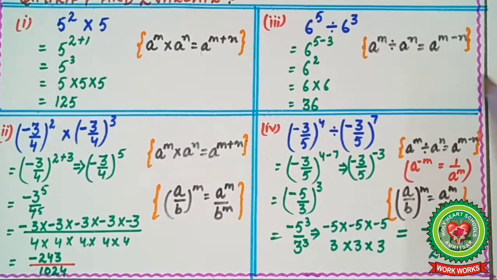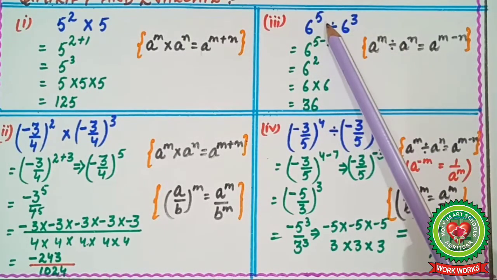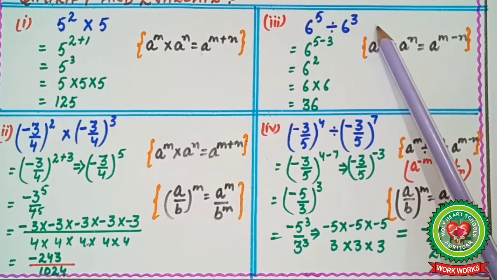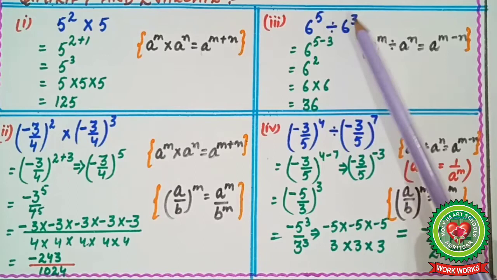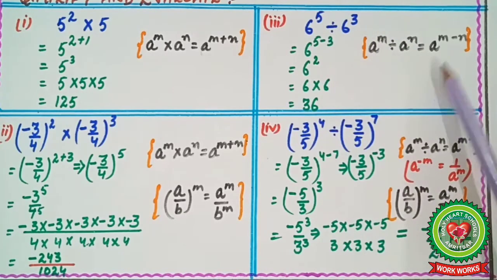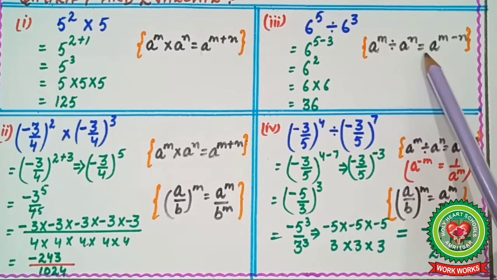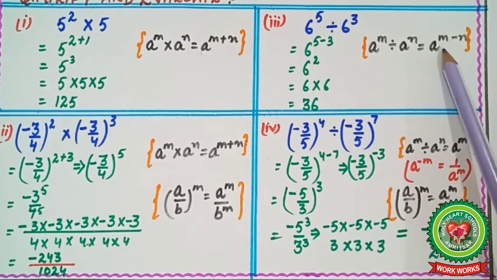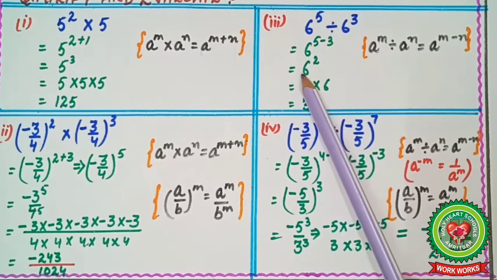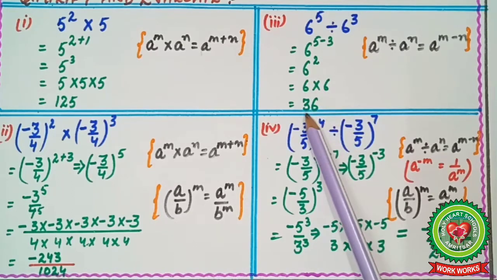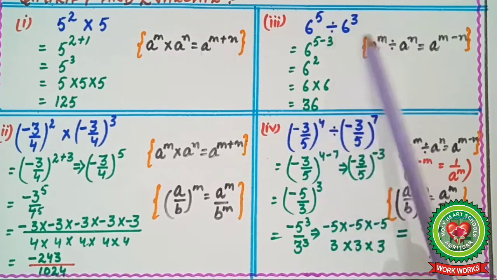Now students, move to the third example, that is 6 raised to power 5 divided by 6 raised to power 3. The bases are the same and they are getting divided, which means their powers will be subtracted. According to this law, a raised to power m divided by a raised to power n is equal to a raised to power m minus n. So you will have the base only one time, that is 6 raised to power 5 minus 3, which is 6 raised to power 2. Now 6 will be multiplied 2 times, which is equal to 36. So this is the answer for this question.